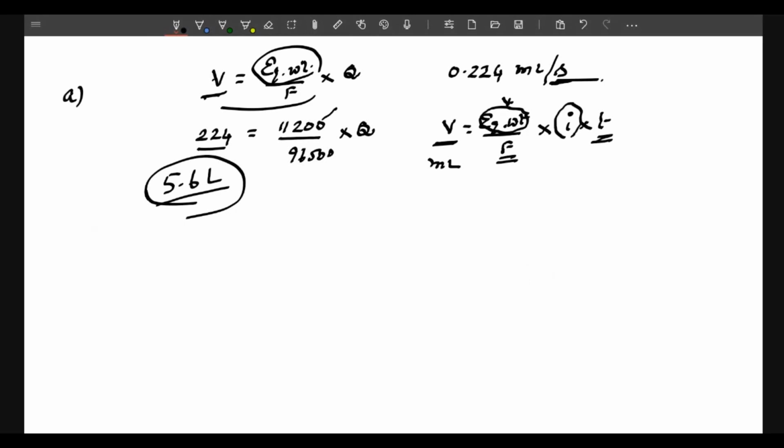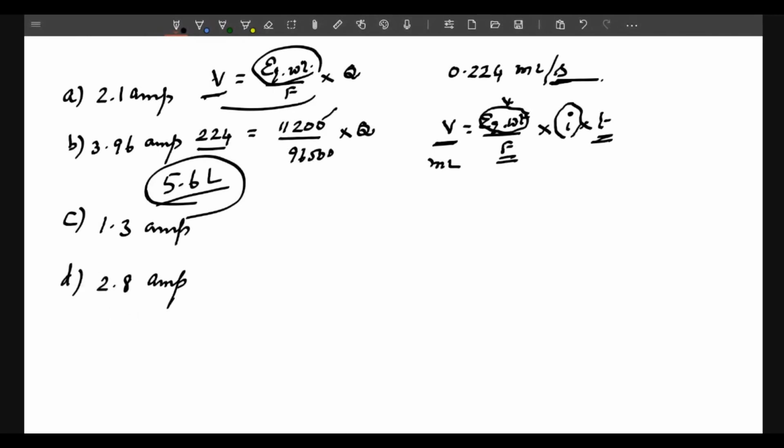Take down the options. A, I is equal to 2.1 ampere, B, 3.96 ampere, C, 1.3 ampere, and D, 2.8 ampere. Which is the correct answer? I think you understand the problem, go and work it out.